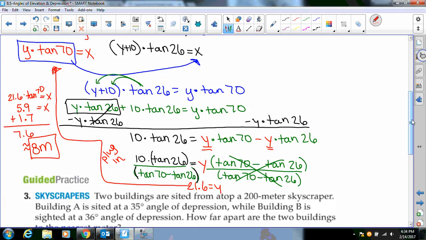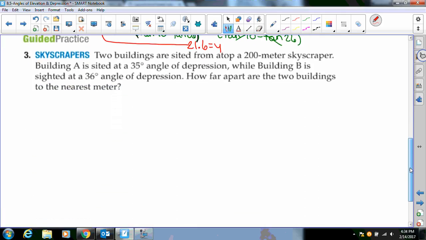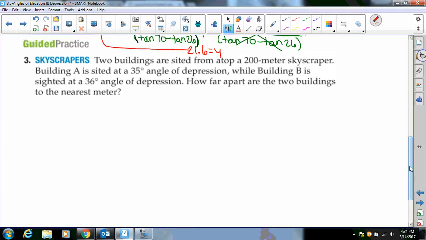Now, this is going to seem hard and like a lot right now, but as you practice it, you'll get better at this. It's just going to take a little bit of practice. So here's the next one. This one we're going to draw the picture.